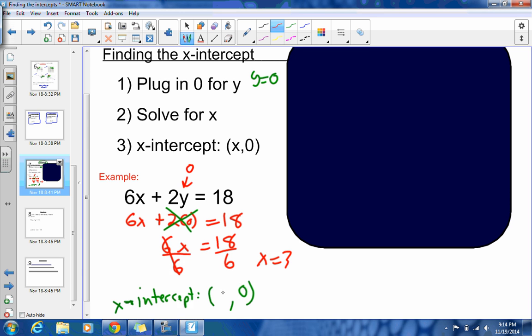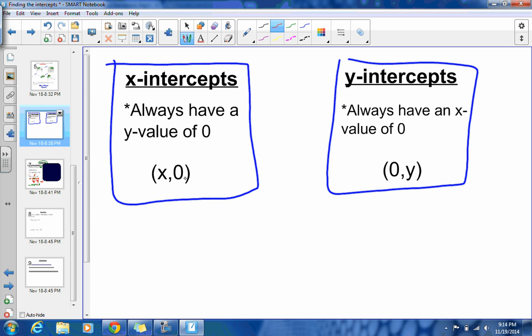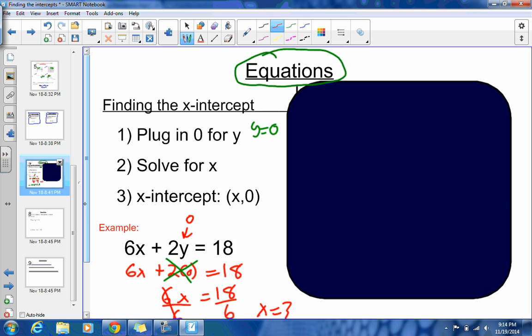And we take that and put it right in here. So that's our last step. Put it in the ordered pair. So now your x-intercept would be (3, 0). We can check back here. That's what it should be, right? The y value is 0 and whatever the x value is. So we got (3, 0) for our x-intercept.